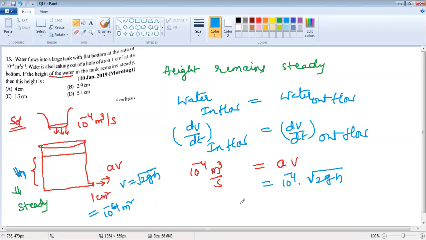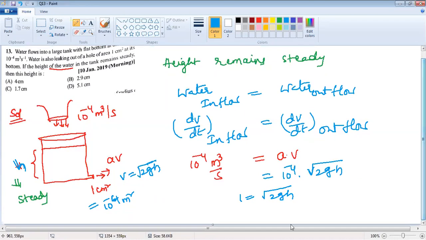So now what will happen? 1 is equal to root over 2gh. Squaring on both sides, h equals 1 by 2g. Let us take g equal to 9.8 meters per second square. That is 1 by 2 into 9.8, so that should be equal to 1 by 19.6.